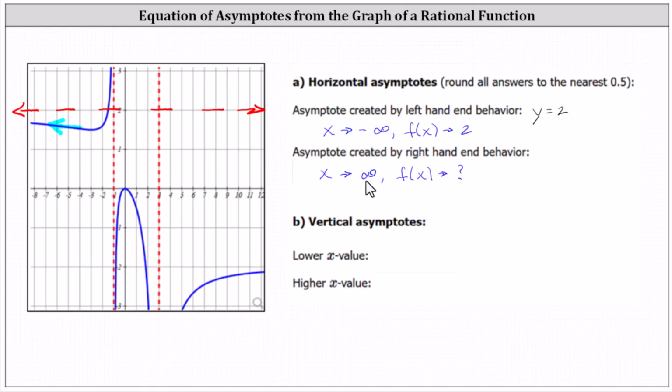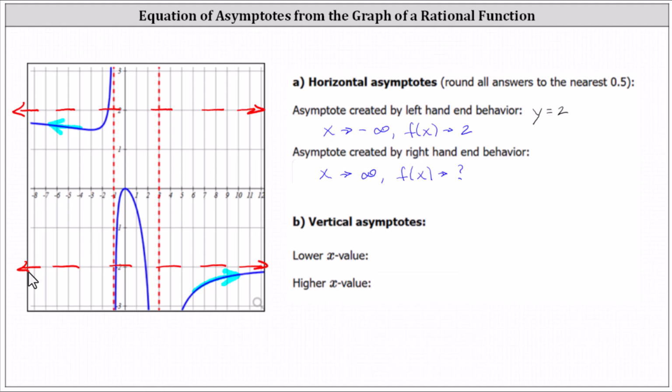As x approaches infinity, we can think of moving right along the function. As we move right along the function, or as x approaches infinity, notice the y value or function value approaches negative 2. Let's sketch the horizontal line y equals negative 2. This is a horizontal asymptote for the rational function.